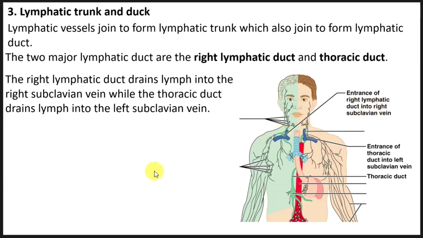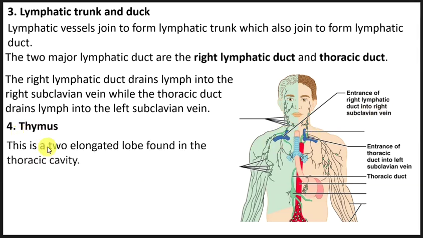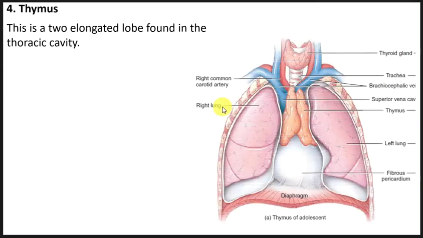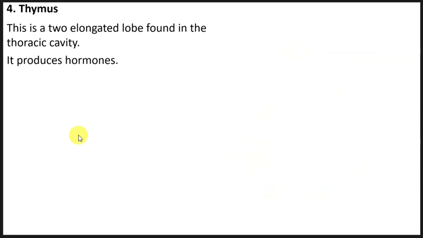Okay, then next is the thymus. We are saying this has two elongated lobes found in the thoracic cavity. So it is found in the thoracic cavity, and this is the thymus here. It produces hormones as its function. Then next we look at the lymph nodes or lymphatic nodes.